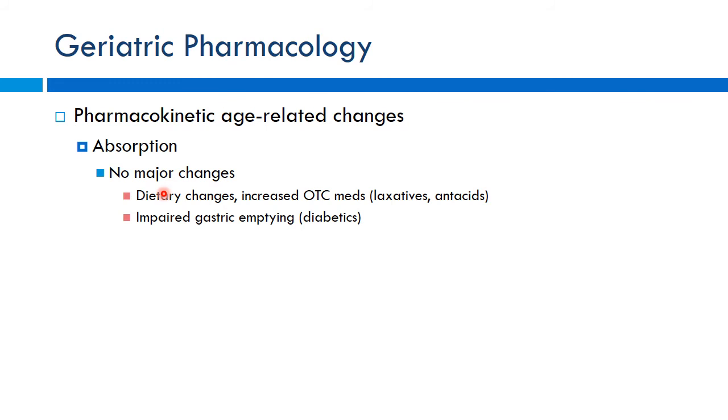If you think about them becoming anemic, you want them to take iron. That can also bind up a lot of medications, so you have to be careful with those sorts of things. They're also more likely to use a lot of OTC medications, so things like antacids. We already mentioned how that can affect drug absorption. Things like laxatives may alter the GI transit time, right?